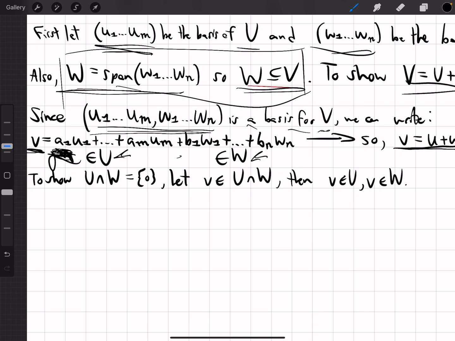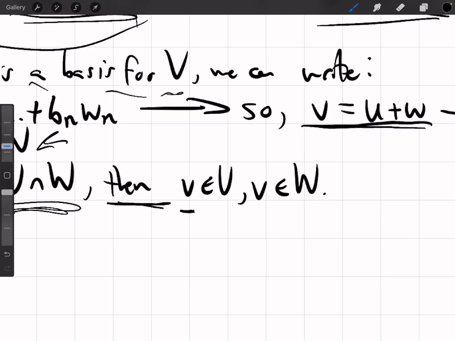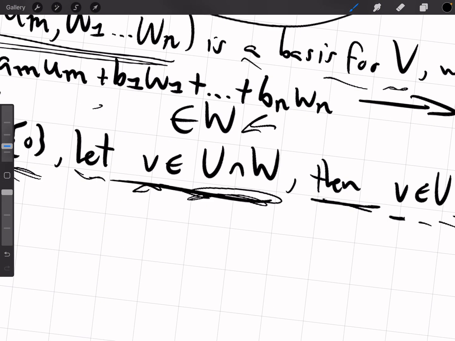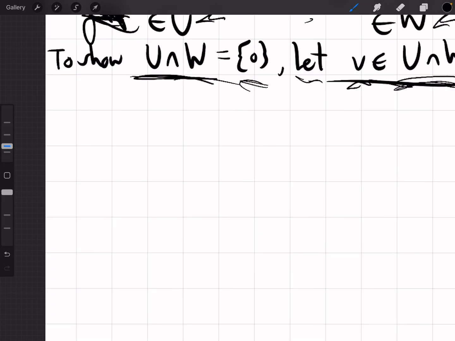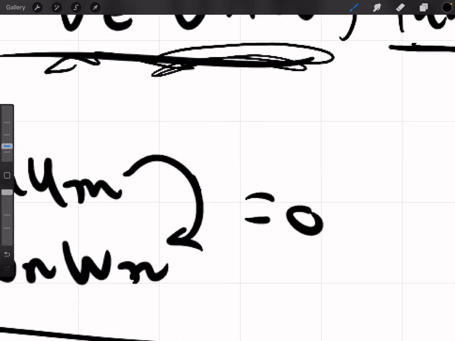And to show that the intersection here, capital U intersection W, is the zero vector, we can let this element V be in the intersection of capital U and capital W. Then element V is in U and element V is in W because it's in both, okay? Get it right. If this is the case, I really hate to be writing all this stuff out, but you guys are making me. This is the right zero. So this is obviously zero.